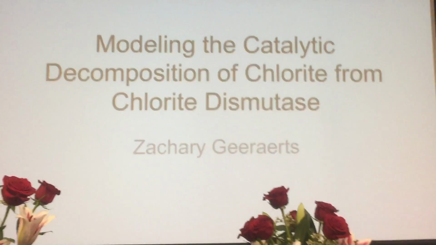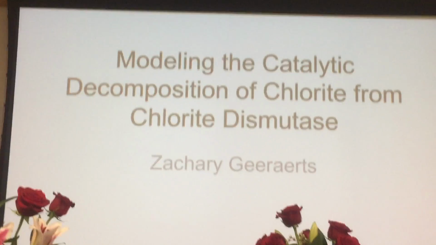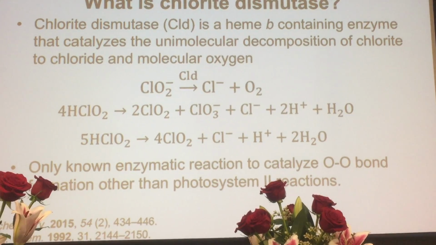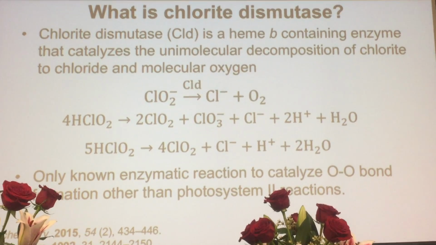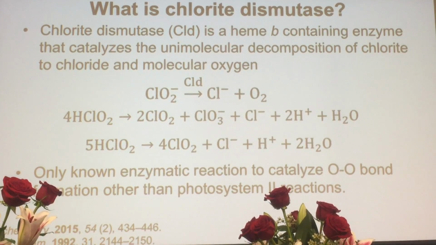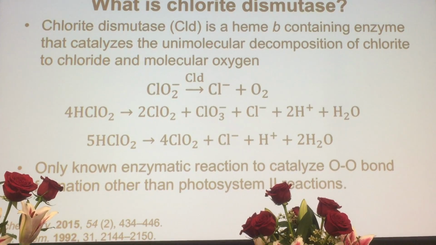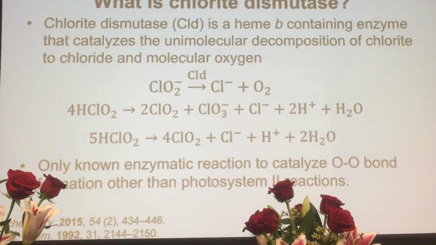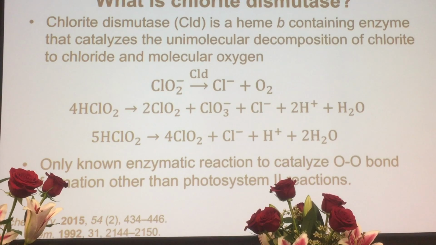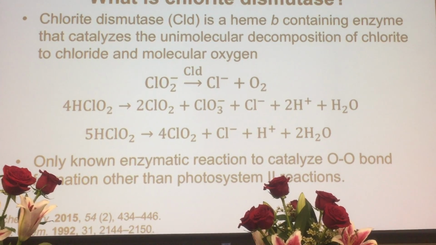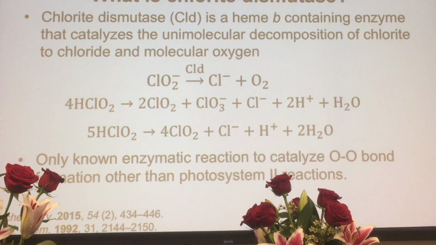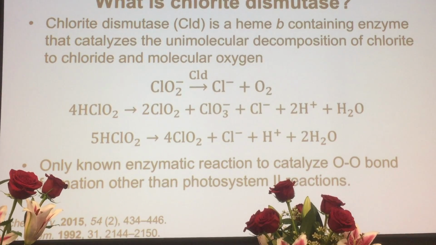Okay, my name is Zachary. I will be speaking about my attempt to model the catalytic decomposition of chloride from chloride dismutase. So, what is chloride dismutase? Well, it is a heme B containing enzyme that catalyzes the unimolecular decomposition of chloride to chloride and molecular oxygen. It is not to be confused with the disproportionation reaction of chloride, which is exemplified by these latter two reactions. It is very interesting because it is the only known enzymatic process, other than those in photosystem II, that actually catalyzes OO bond formation. So there is a little bit of interest.